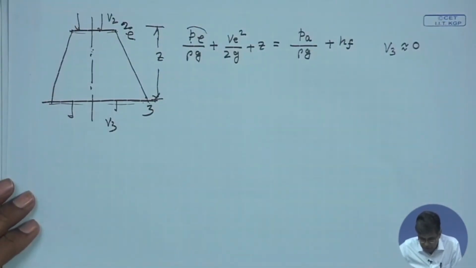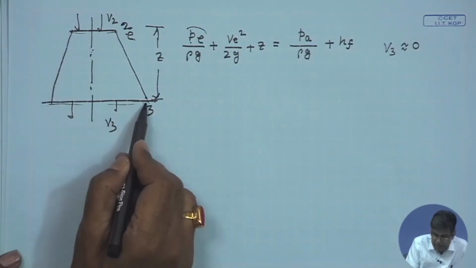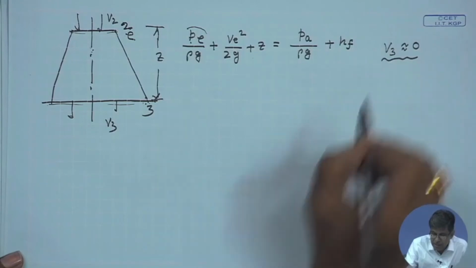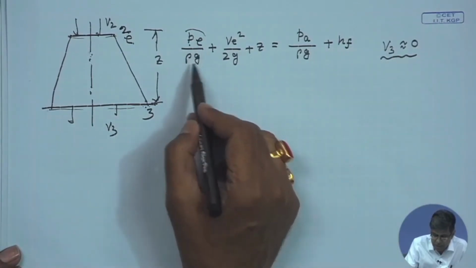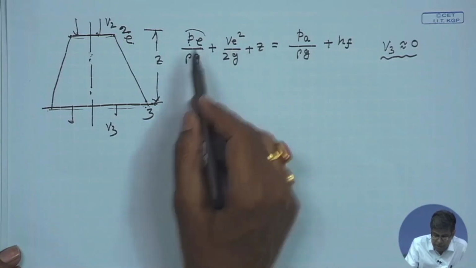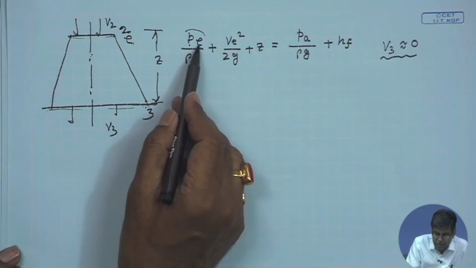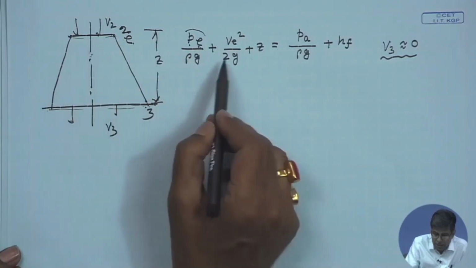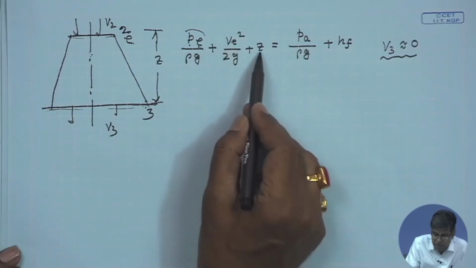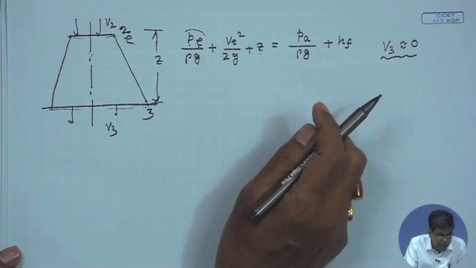Okay. Now, without separation, if we can have an area so large that V3 is almost 0, in consideration of the outlet velocity 0, we can write this equation with E as the exit of the runner. That means, P is the pressure at the exit of the runner or at the inlet to the draft tube, and V is its velocity, plus Z, equals Pa by rho g plus Hf. We can write this thing.